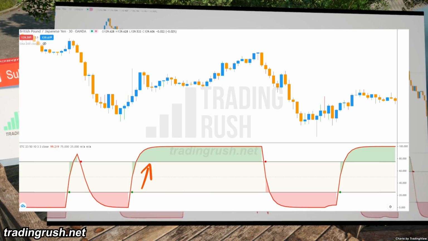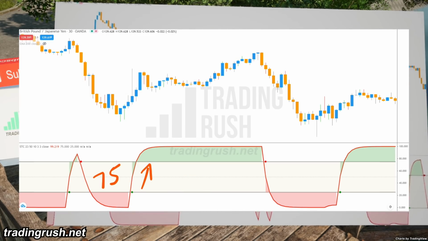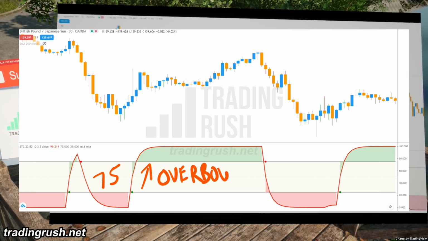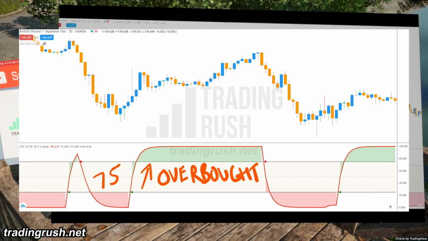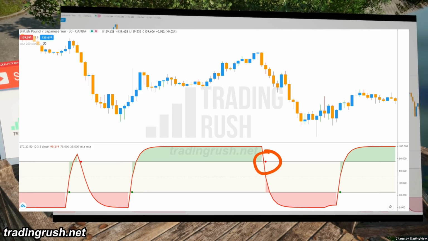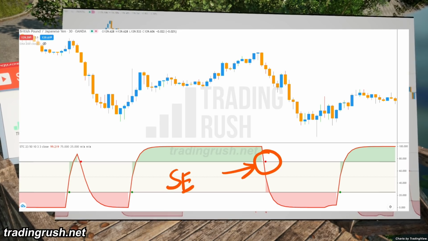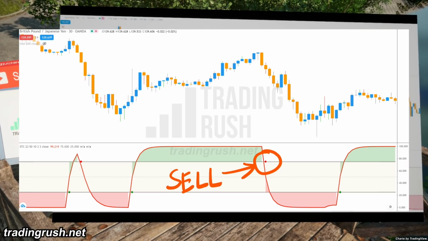Similarly, when the shaft trend cycle is above 75, price is considered as overbought. When this happens, we should look for short trading opportunities. Since 75 and above is the overbought area, the sell entry signal is when the signal line crosses below 75.